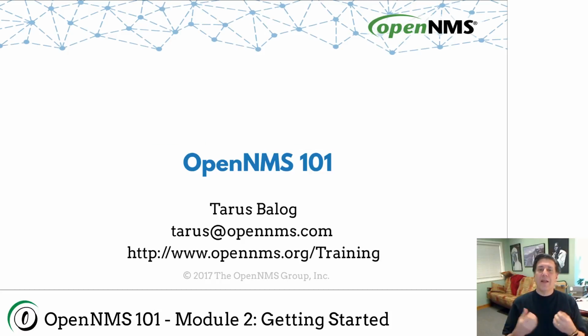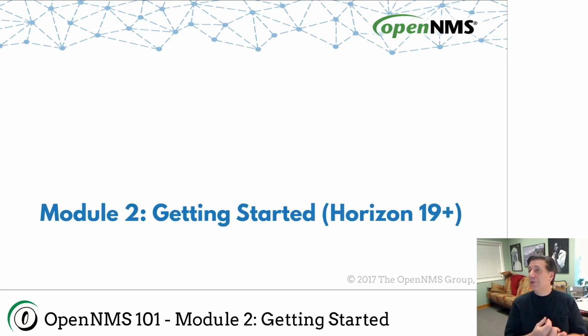It turns out that in Horizon 19, our latest release, we changed the way you make users admin users, and since that was kind of the point of the Module 2 exercise, here's a brand new Module 2. Now, if you are running Horizon 19 or Meridian 2017 or anything later than that, you probably want to start with this module. If you are running Horizon 18 or Meridian 2015 or 2016, watch the old one because things have definitely changed. If you want, you can watch both, but it'll be a little repetitive.